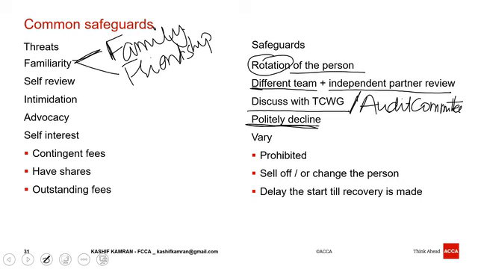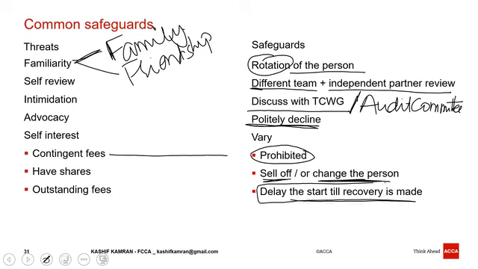Self-interest. If you have a contingent fee, then the safeguard says, no, it's prohibited. You cannot have a contingent fee. So in an exam paper, if you come across a contingent fee factor, then it is prohibited. Having shares in a company, then obviously you have to sell shares or you have to change the person who has shares. Outstanding fees, then you have to delay the start of the service till the recovery is made. You cannot start the service till the time the recovery has been made.